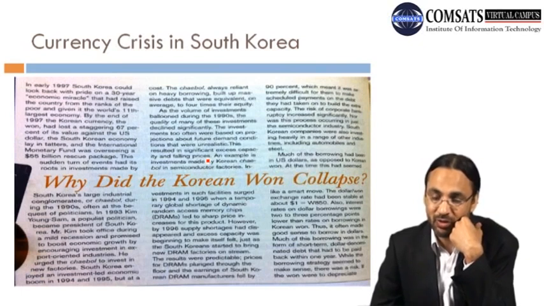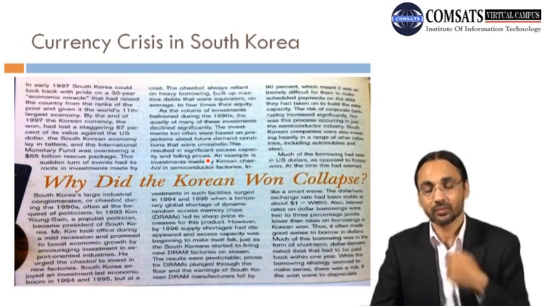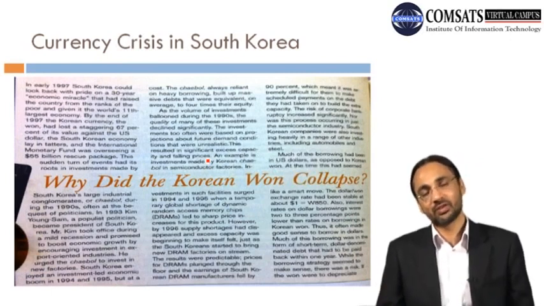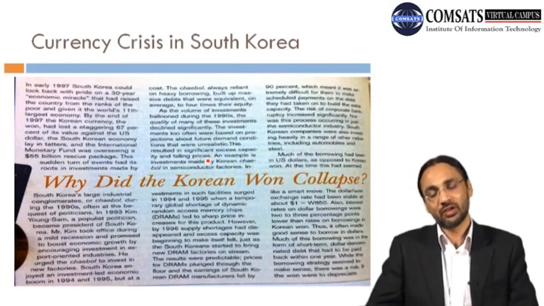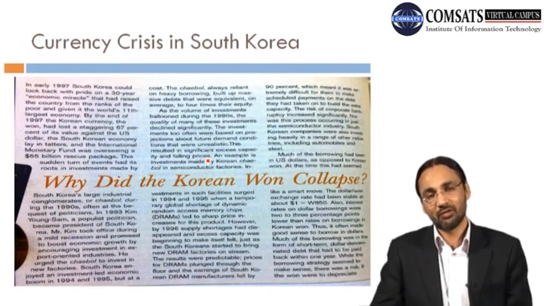South Korean companies were also investing heavily in a range of industries, including automobiles and steel. Much of the borrowing had been in US dollars, as opposed to Korean won. At the time, this may have seemed like a smart move. The dollar-won exchange rate had been stable at 1 to 850 won. The interest rate for dollar borrowing was different. The important thing is that the whole borrowing of these companies was in US dollars.